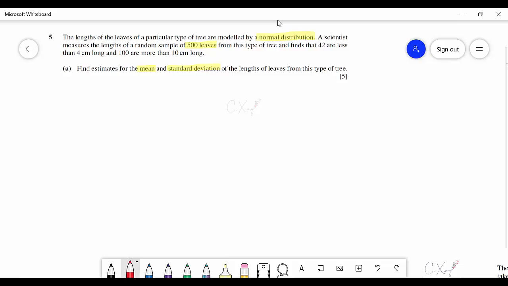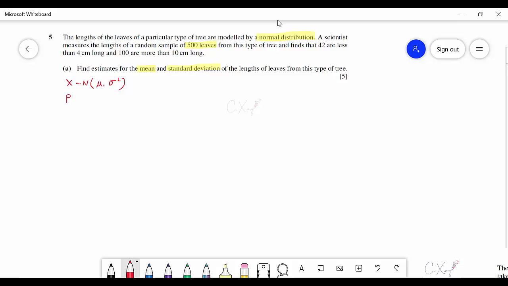Generally, if let's say X denotes the length of the leaf, it is normally distributed, and you actually don't know the value for the mean, and you also don't know the value for the standard deviation. So from here we are going to form two equations so that we can use them to find out the mean and standard deviation.